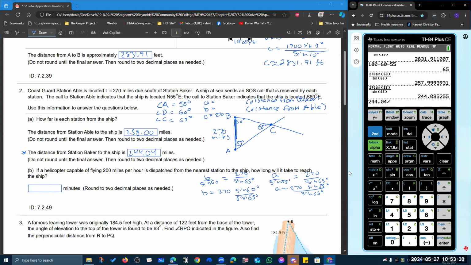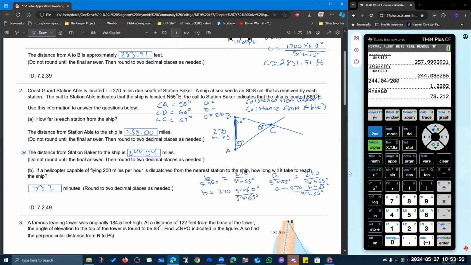244.04 divided by 200 miles per hour that the helicopter can fly. It's going to take 1.22 hours, but we aren't asked to give it in hours. We're asked to give it in minutes. So we're going to multiply by 60, and this is going to be 73.21 minutes. So we got our answer in hours and multiplied by 60 minutes in an hour to get our answer in minutes.